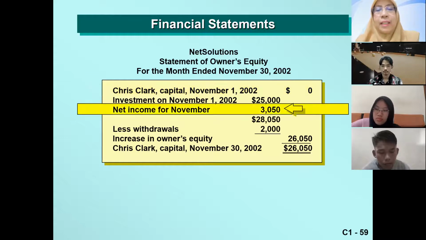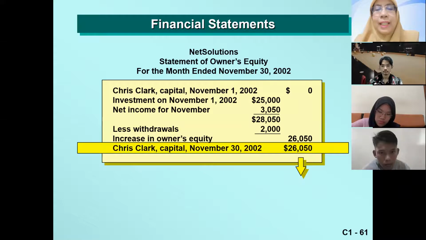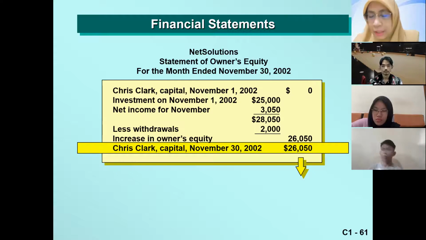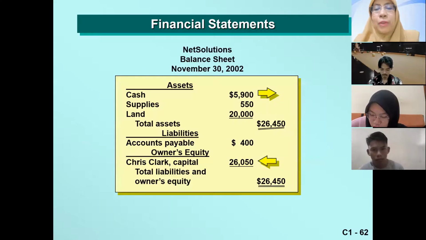Okay, first, these are the steps. And then again, the balance of Chris Clark capital at the end of the period will also be used in order to prepare the next financial statement, called the balance sheet or statement of financial position. So Chris Clark capital 26,050 will be used in order to be reported in the balance sheet.